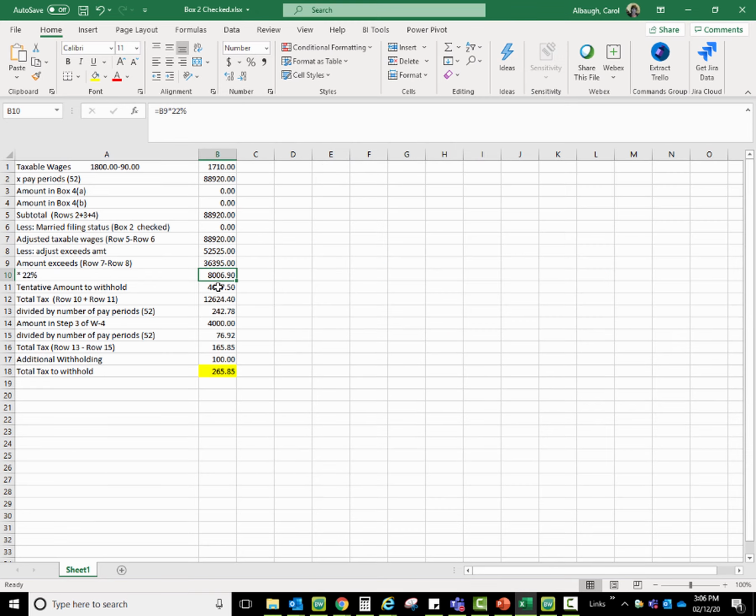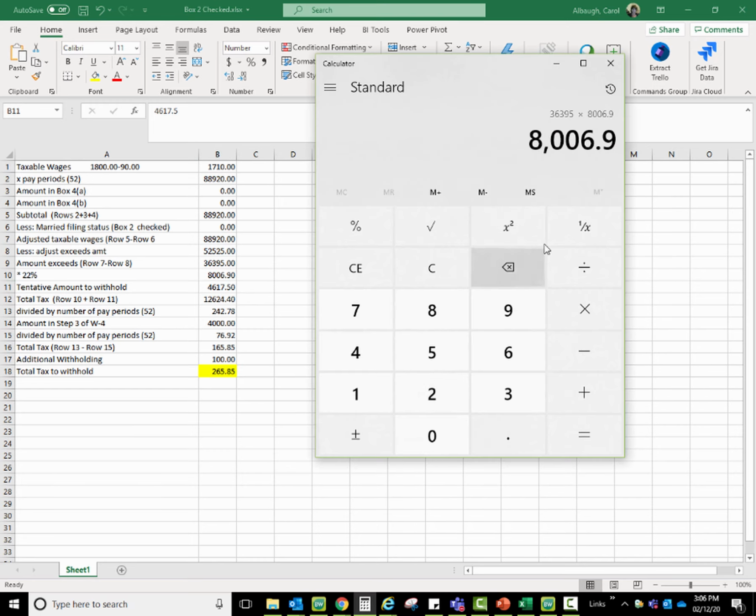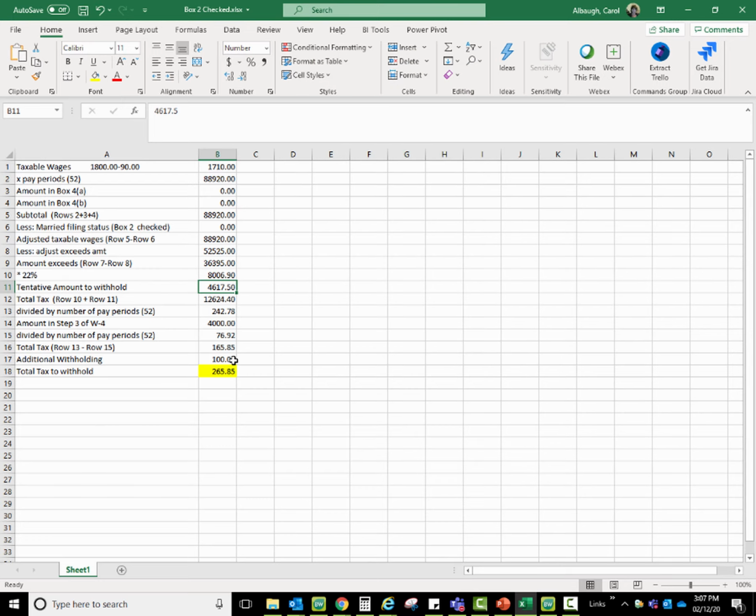Looking back at our tables, we now have to add the tentative amount to withhold of the $4,617.50. So we take the $8,006.90 plus the $4,617.50. Let's do that now. Plus the $4,617.50 is $12,624.40 in total tax. We need to divide that by the number of pay periods. It's a weekly payroll, so that's 52 weeks in the year. That's $242.776, or rounded would be $242.78.